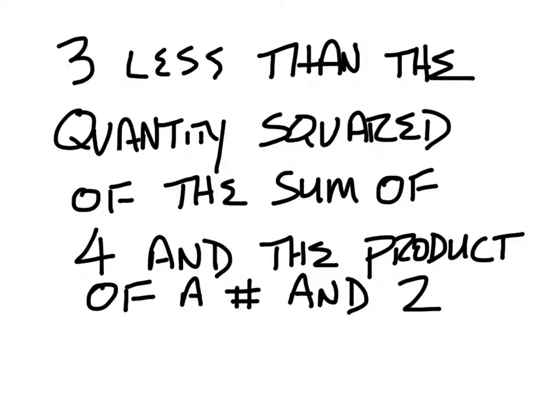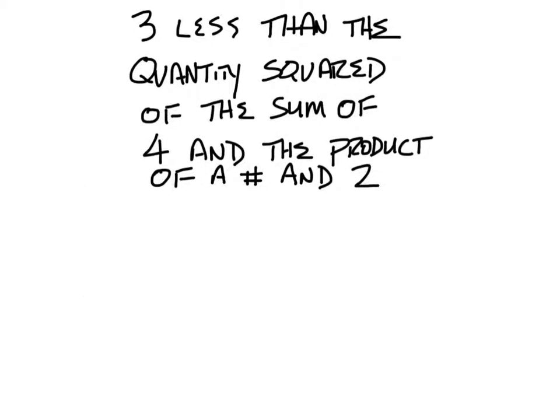3 less than the quantity squared of the sum of 4 and the product of a number and 2. 3 less than, what do I write for that? Minus 3, and where do I put it? On the right. Next up, it's 3 less than, what's next? The quantity squared. What do I write for that?